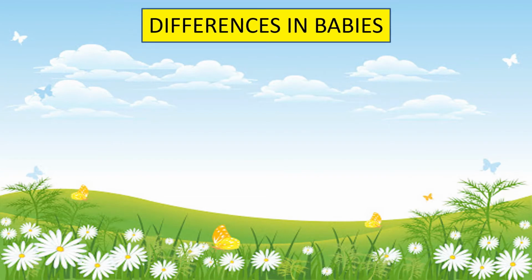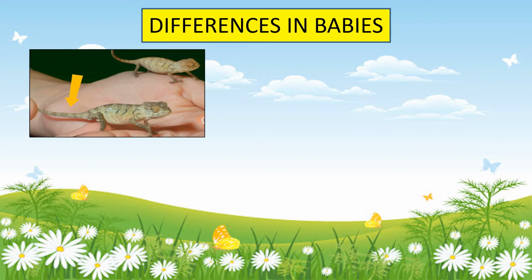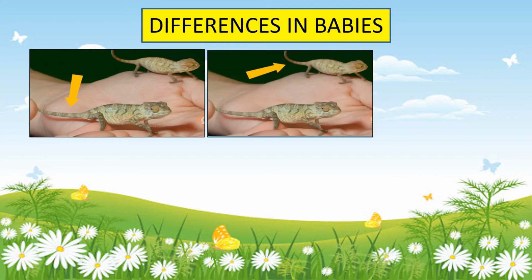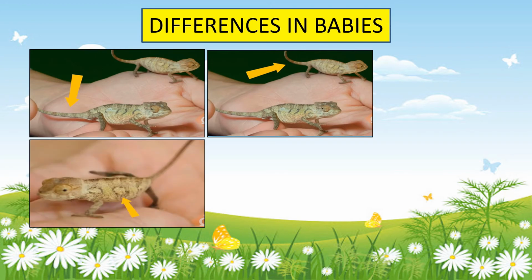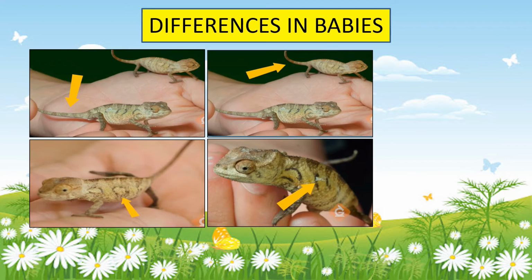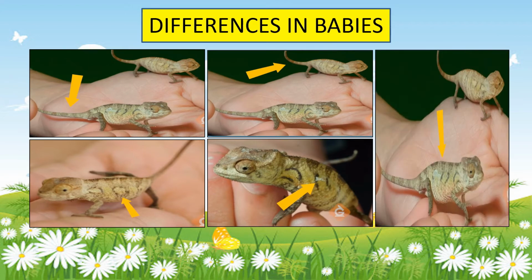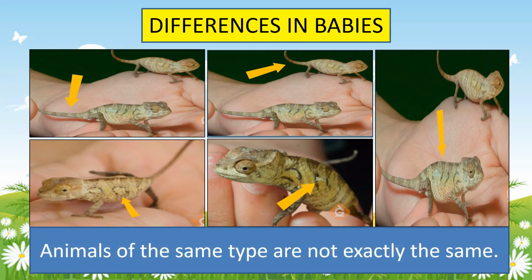But now, let's look at their differences. One has a longer tail, while the other has a shorter tail. One has spots, one has stripes, and one is bigger than the other. The reason why they look so different is because some of these traits came from their dad and other ones came from their mom. Animals of the same type are not exactly the same.